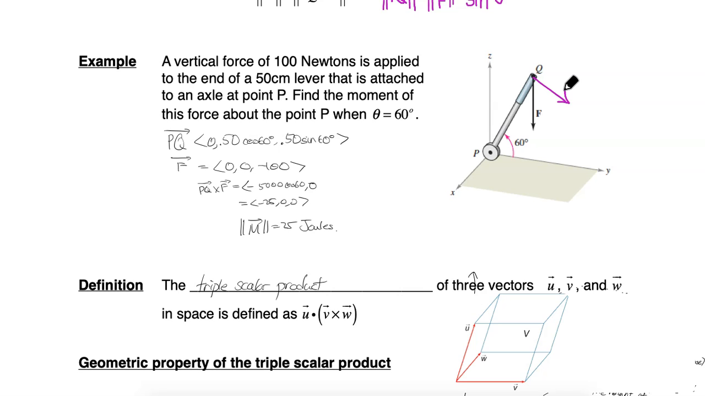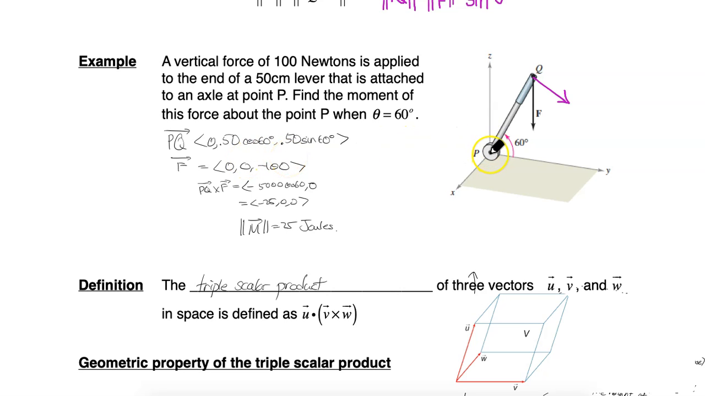If we try to move the lever by pushing directly downward, what is going to be the moment of that force? Let's read the question. A vertical force of 100 newtons is applied at the end of a 50 centimeter lever that is attached to an axle at point P. Find the moment of this force about the point P. So we have to write what the vectors are. F is 100 newtons vertically, so it's going to be the force 0, 0, and -100 because we're going down.